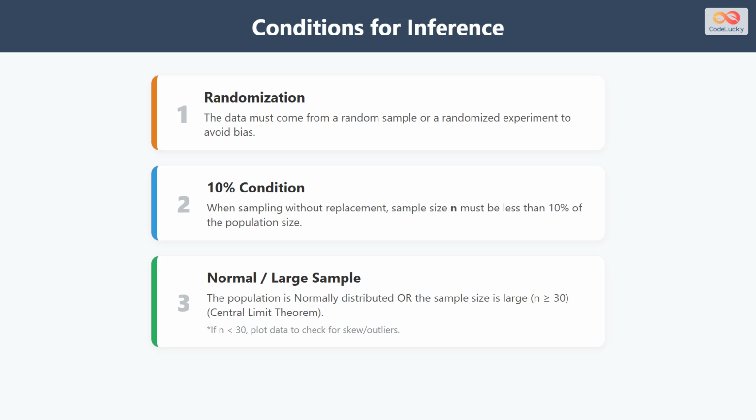Before we calculate, we must check 3 conditions. First, randomization. The data must come from a random sample. Second, the 10% condition. Our sample size should be less than 10% of the population. And third, the normal/large sample condition. The population should be normal, or the sample size should be at least 30.